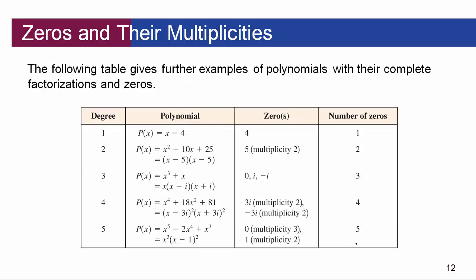So here are some examples, just really quickly, to see how we keep getting the number of zeros that matches the degree of our polynomial. Sometimes we have multiplicity, sometimes we have complex, right? But you see the pattern holds.